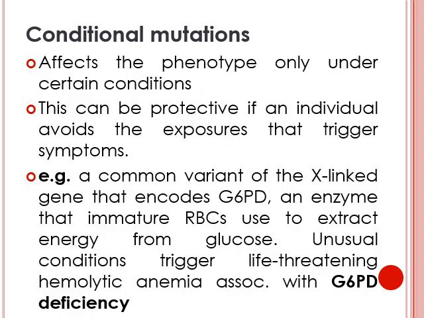Conditional mutations affect the phenotype only under certain conditions. An example is a common variant of the X-linked gene that encodes G6PD, an enzyme that immature RBCs use to extract energy from glucose. Unusual conditions trigger life-threatening hemolytic anemia associated with G6PD deficiency.